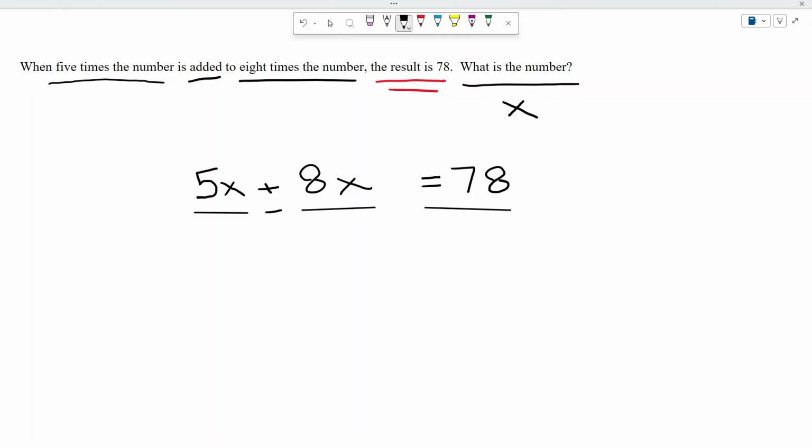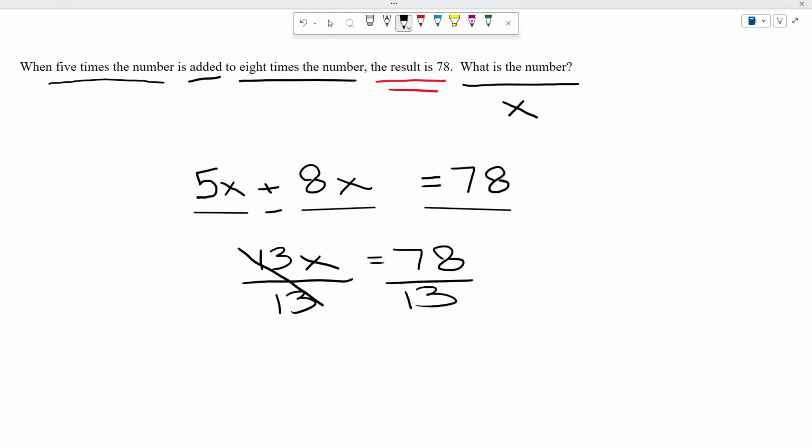And this one is pretty simple for us. We have like terms here, 5x and 8x. So 5 plus 8 will give us 13x equal to 78. And then we just have to divide out 13. That, of course, cancels, and we're left with x is equal to 78 divided by 13, which is 6. So our final answer for this one, the number is 6.